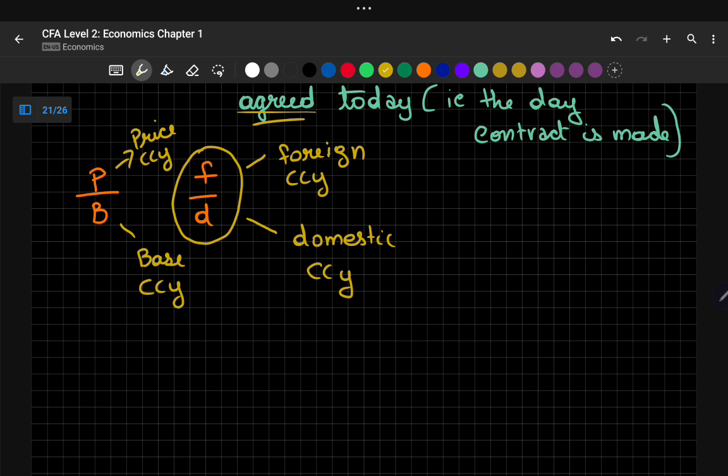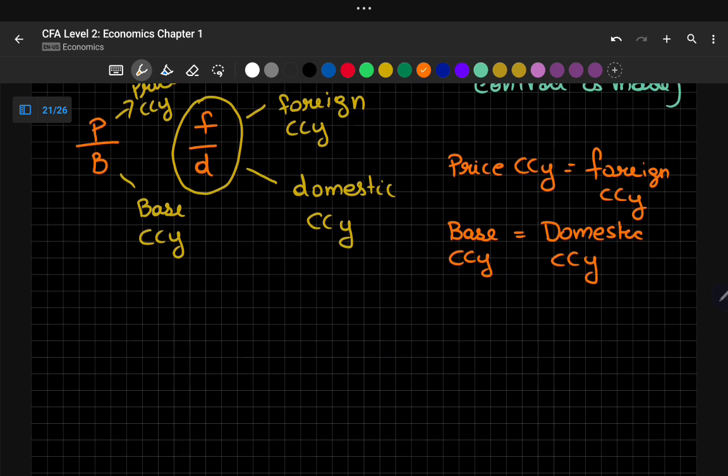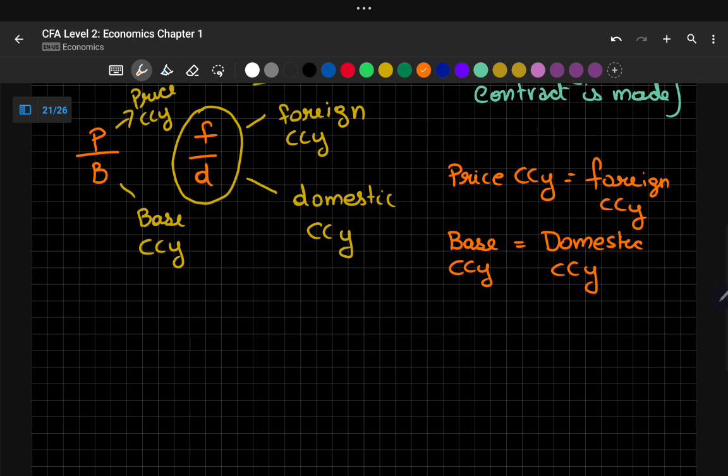Now, what is the difference? Actually, there is no such difference. Here, price currency is the same as foreign currency, and base currency is the same as domestic currency. So instead of price currency, we would use the term foreign currency, and instead of base currency, we would be using the term domestic currency. So P by B would be mentioned as F by D. That's the only difference. Here, F stands for foreign currency, which is the same as price currency, and D stands for domestic currency, which is the same as base currency.